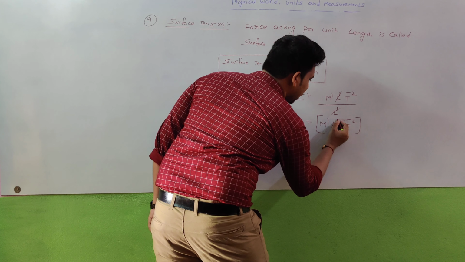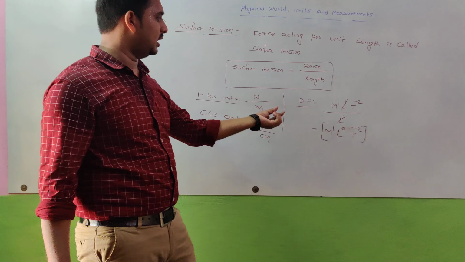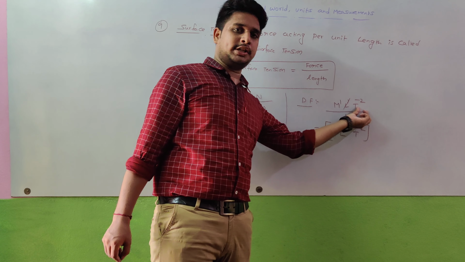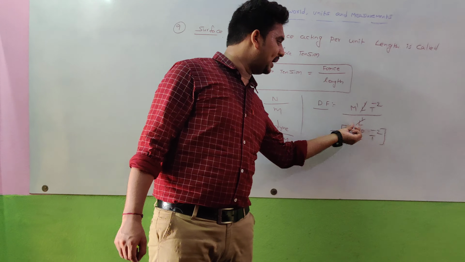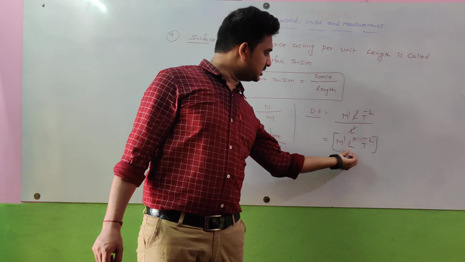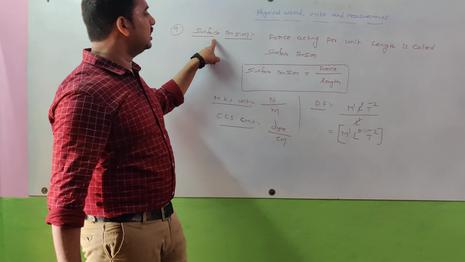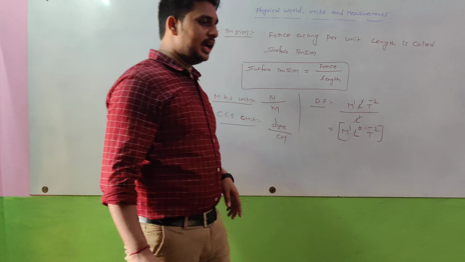This is the dimensional formula for surface tension. This is the most important thing. M power 1, L power 0, T power minus 2 is the dimensional formula for force by length, since L is cancelled. This is the dimensional formula for surface tension. Then next topic.